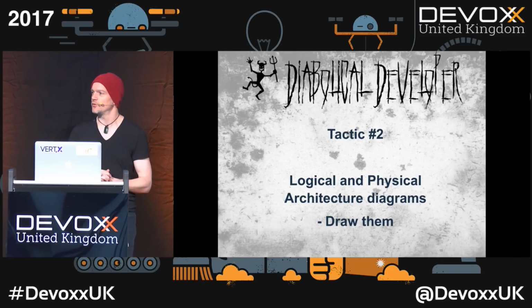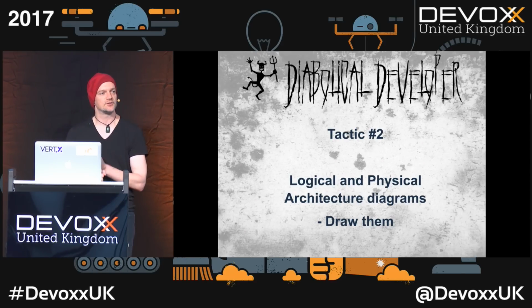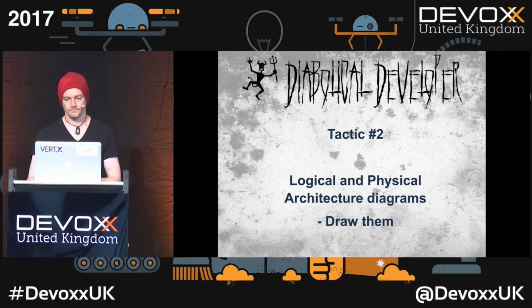So tactic number 2, the other takeaway you want to have, right? Know where your hardware is, know what the specifications are, and know what your actual system architecture looks like. Where are the data flows going to? Where are they coming back from?